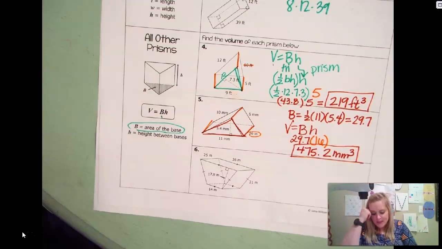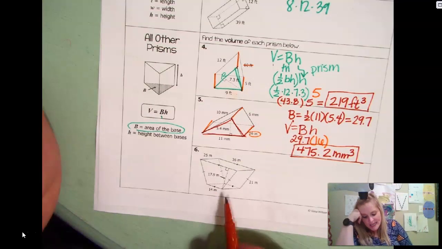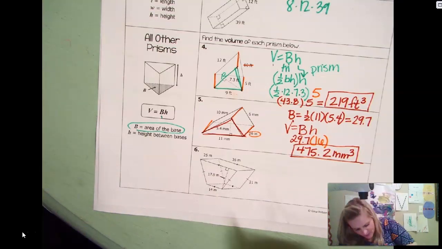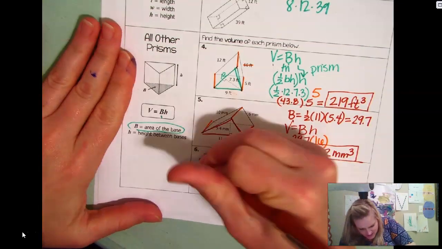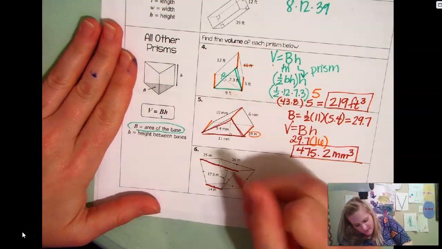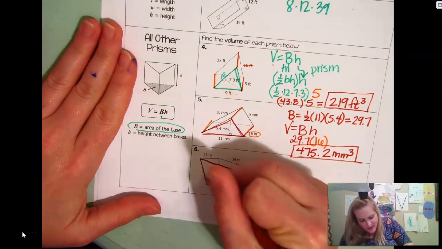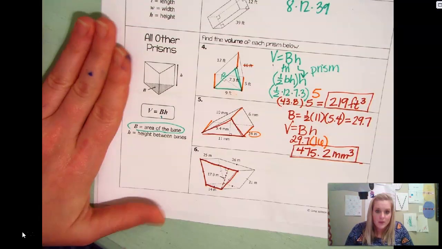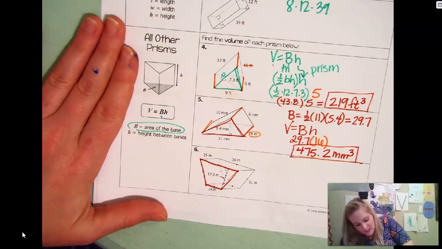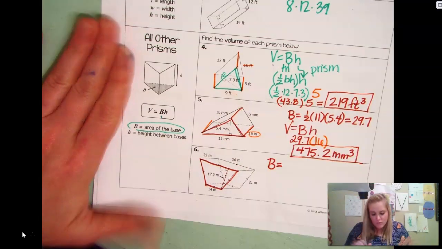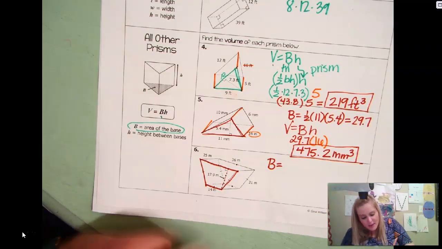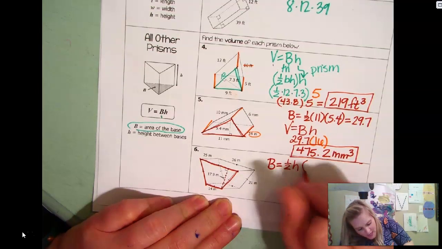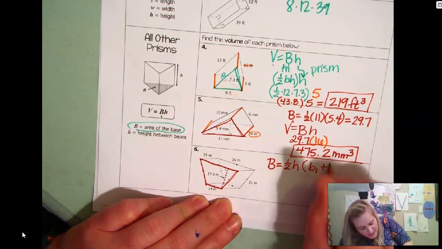Okay, this one's a little bit different. It's not a triangular base. It is a trapezoid. So we have short base, long base, we have our sides, and then you have your height right there. Okay, so that is going to be our base. So let's just do big B. We won't deal with the height just yet. Big B is going to be 1/2 the height of the trapezoid, base 1 plus base 2.